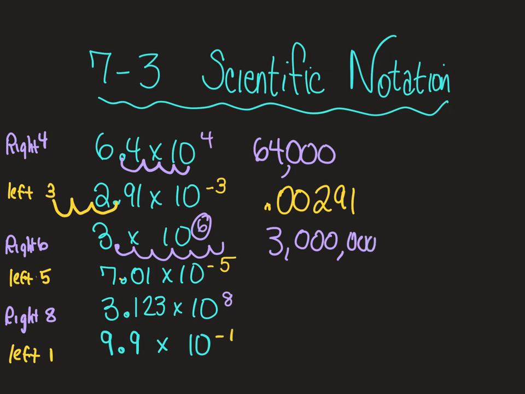5 hops to the left. 1, 2, 3, 4, 5. I'm going to do 4 zero placeholders, and then my 701.